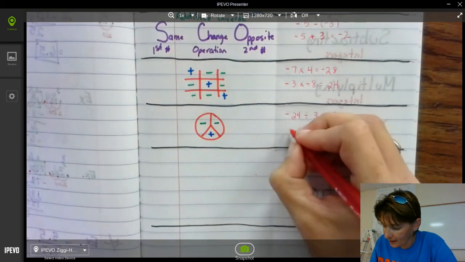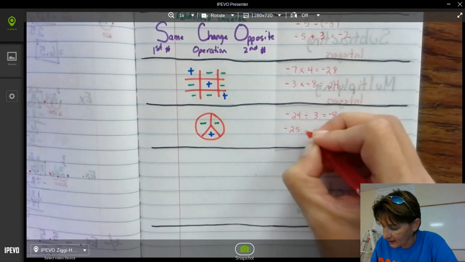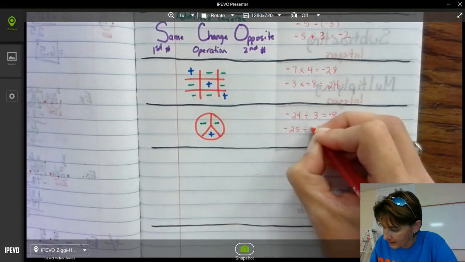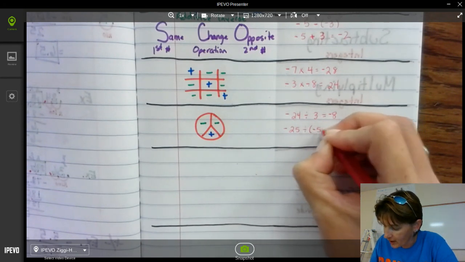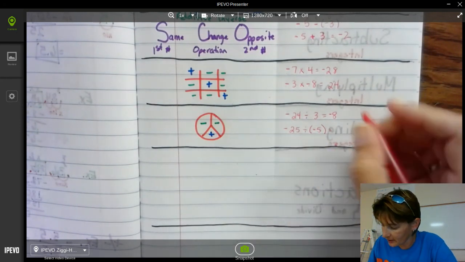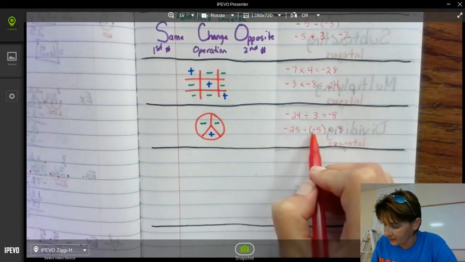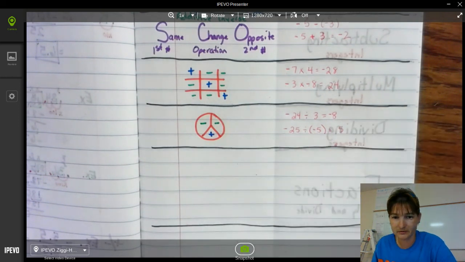Let's say we have negative 25 divided by negative 5. 25 divided by 5 is 5. A negative divided by a negative equals a positive 5.